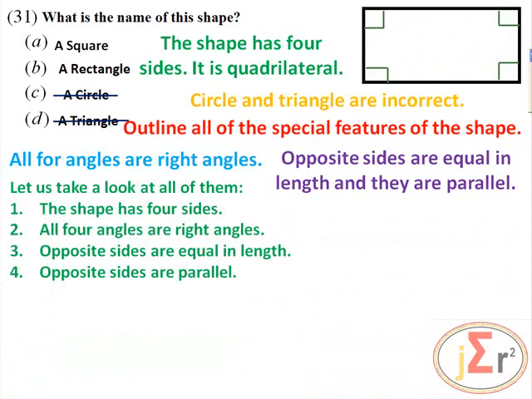Let us take a look at all of them. The shape has how many sides? 4. It is called a? Quadrilateral. It is called a quadrilateral. All 4 angles are right angles. Opposite sides are equal in length.